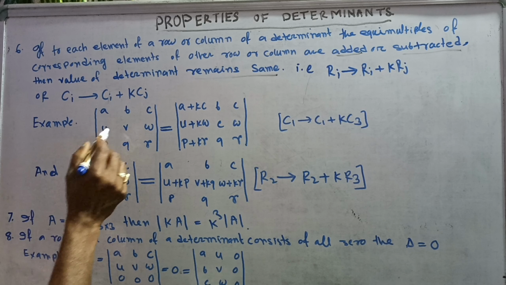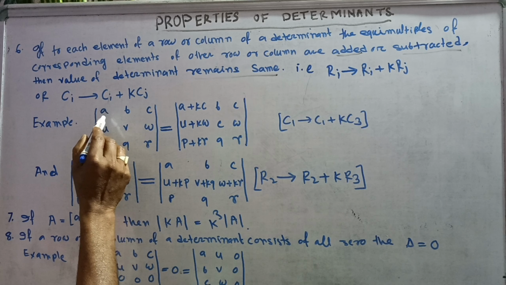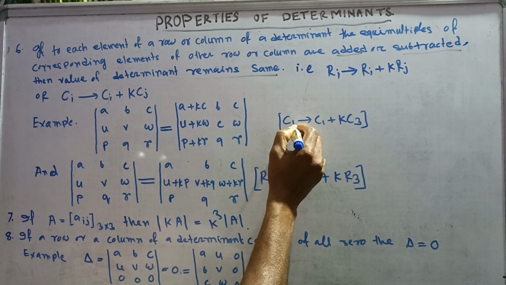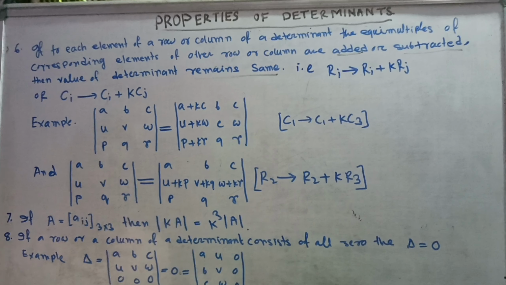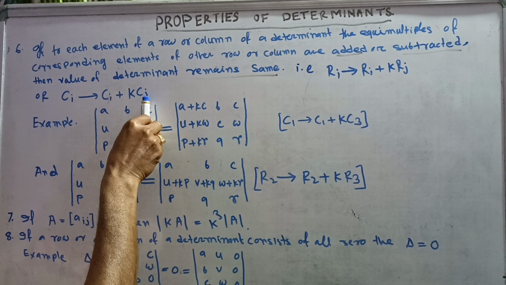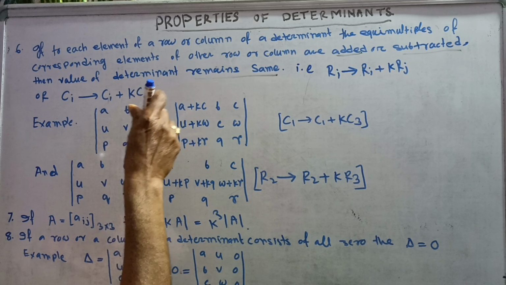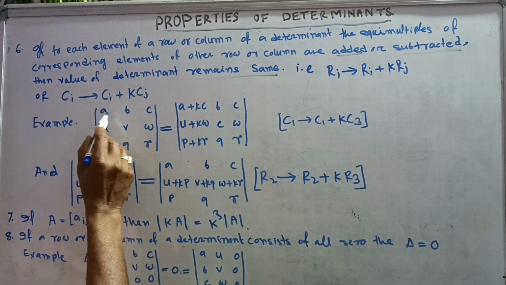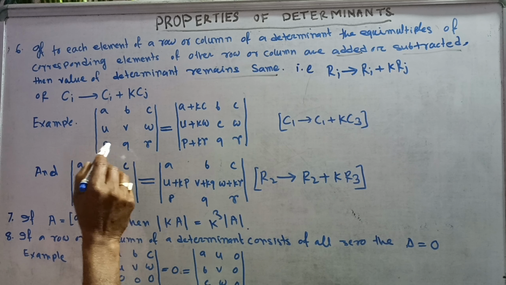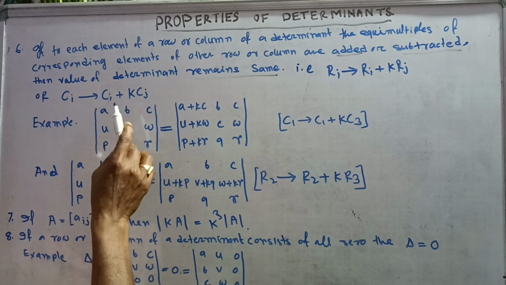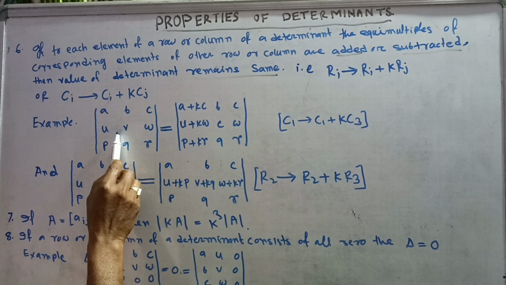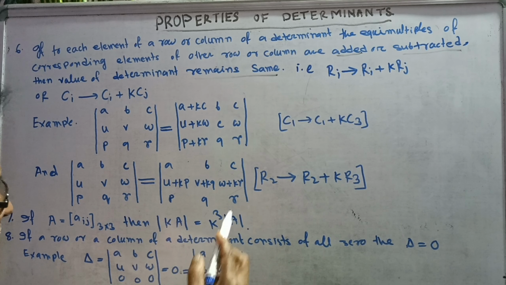For example, we take a determinant whose rows are A, B, C, U, V, W, P, Q, R. If we apply C1 changes to C1 plus k times C3, that means C1 plus k times this column, then we get in C1: A plus k times C, U plus k times W, P plus k times R. The second and third columns are the same. Then this determinant and this determinant are the same.